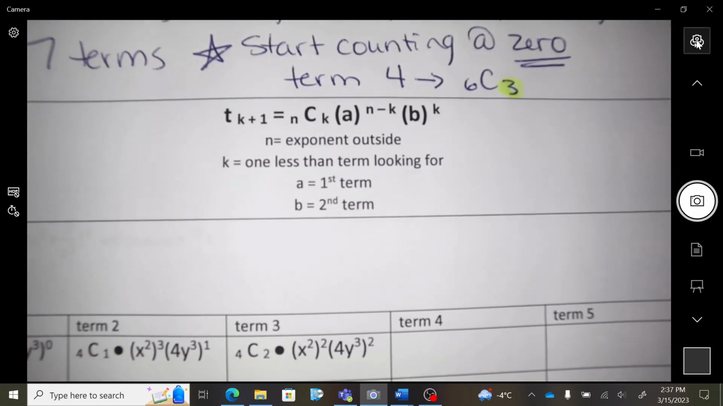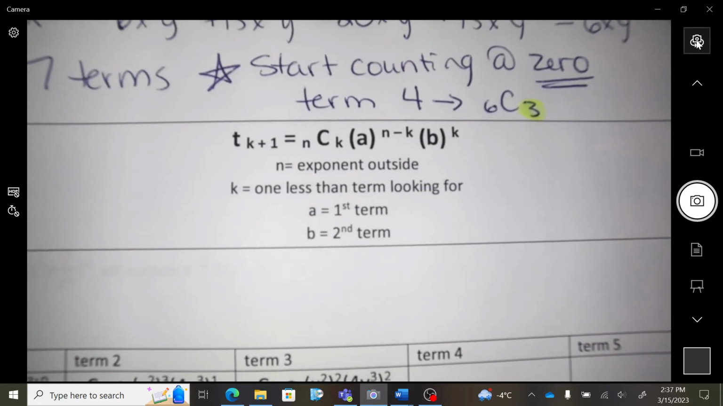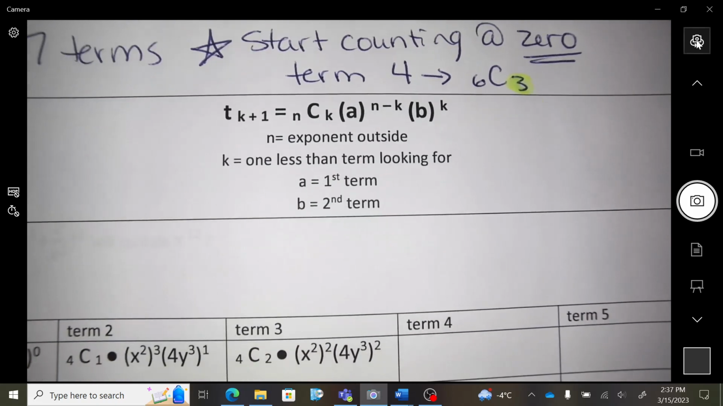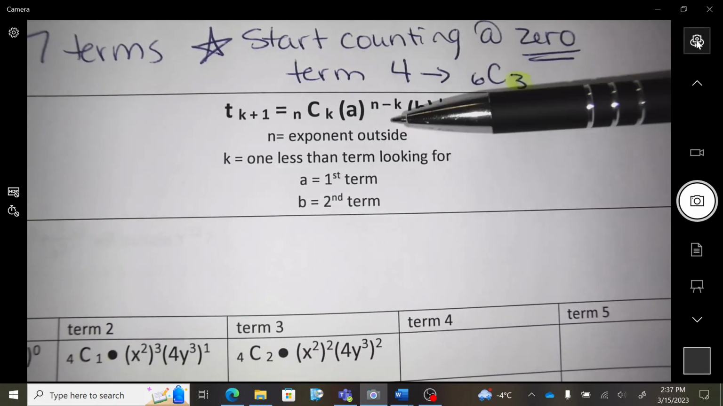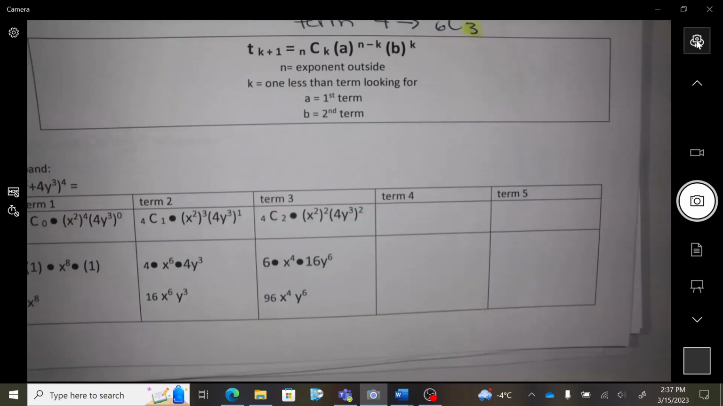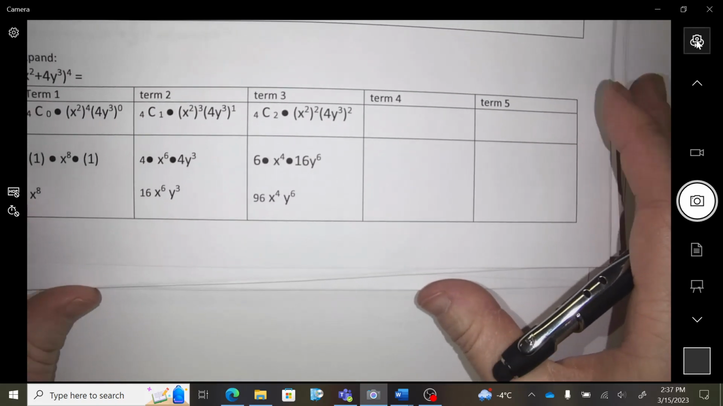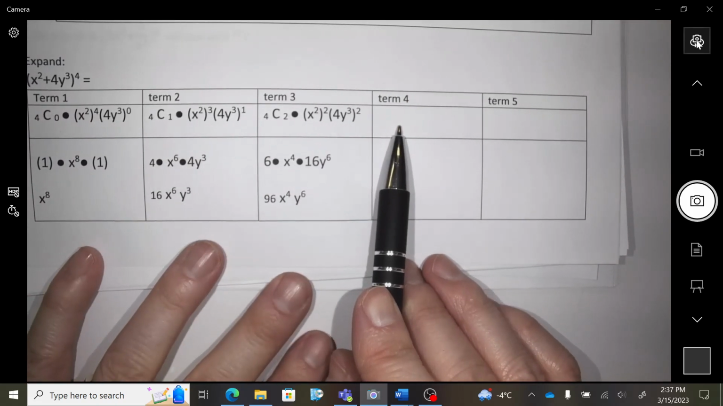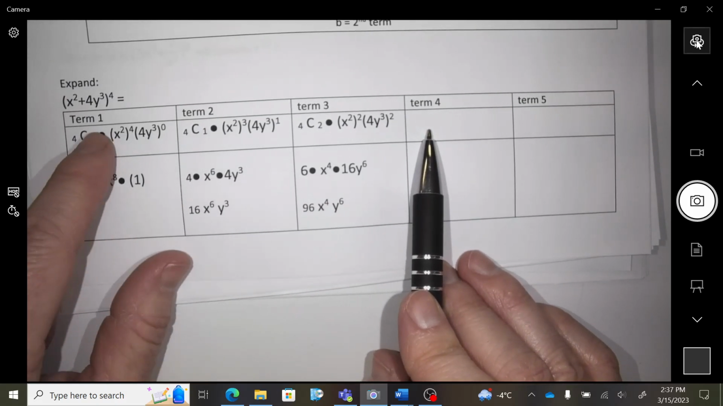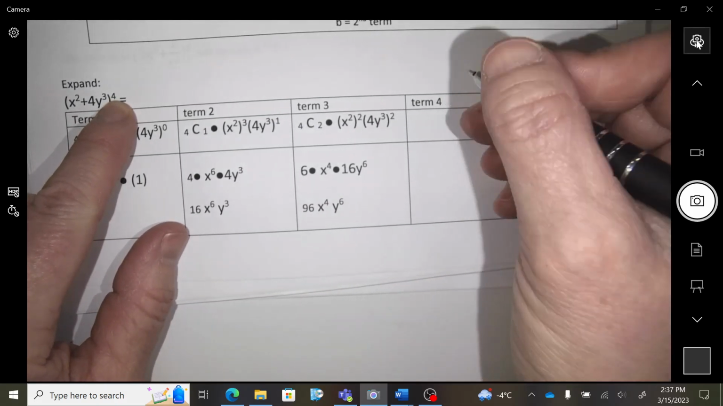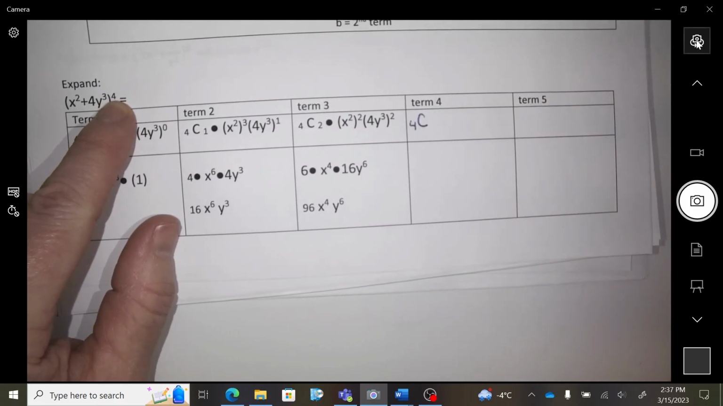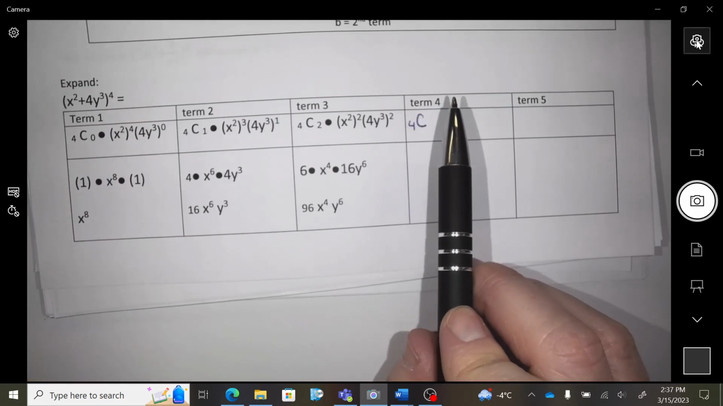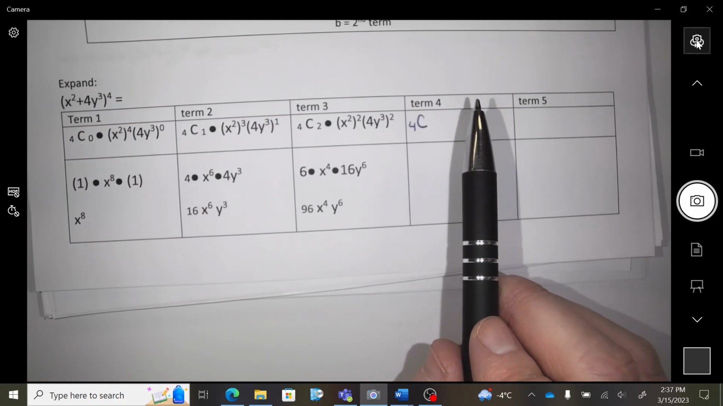Okay. So here's this formula. It's on your formula sheet. It's kind of confusing. So let's just go with it. And instead of trying to plug it into the formula, let's just see if we can figure it out. Okay, so here's the first 3 terms. So the 4th term, here's what I'm going to do. The exponent is 4. Choose. If you pick the 4th term, what is your choosing number? 3.